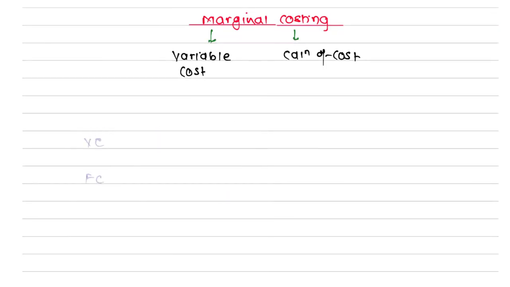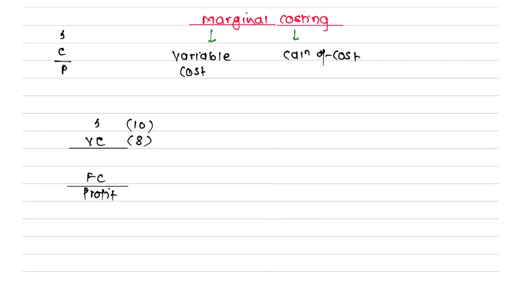Fixed cost. So generally you do sales minus cost. Generally the statement is sales minus cost, you get profit. But here it is sales minus variable cost, you get something. Then minus fixed cost, you get something, that is profit. Now sales minus variable cost, what is this known as? Simple, contribution.